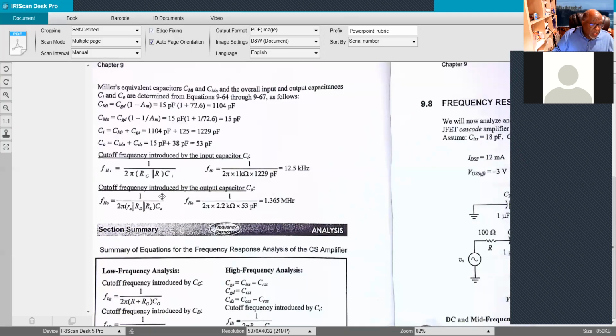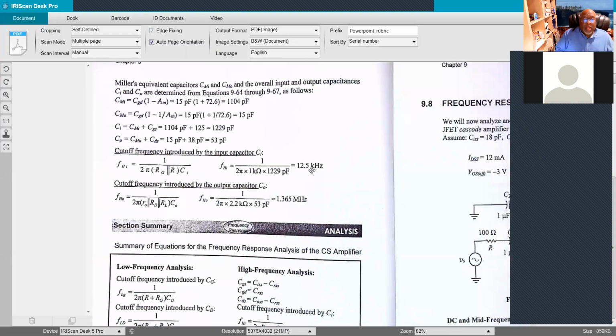So we have one pole here due to the input capacitance, and another one here due to the output capacitance. So 12.5 kilohertz and 1.365 megahertz.